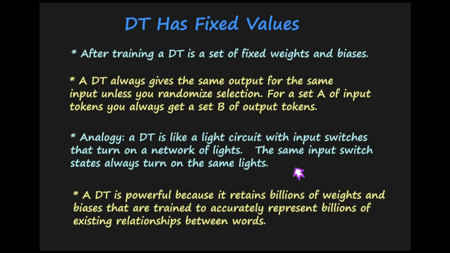The training is the interesting part, really. When you think about how the training sets everything up to know what it knows, that's the interesting part. But once trained, it's sort of like this. And the decoder transformer is powerful because it retains billions of weights and biases that are trained to accurately represent billions of existing relationships between words. So it's fascinating. Anyway, that's a little bit on that. And that's my talk on the decoder transformer in inference mode.